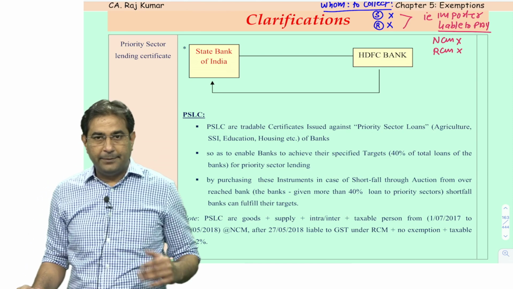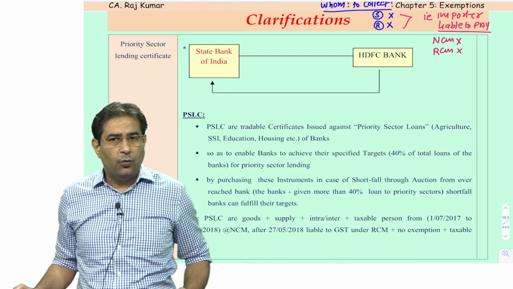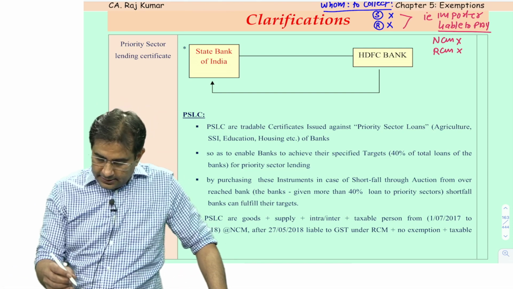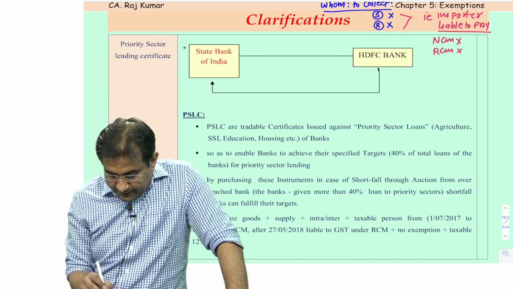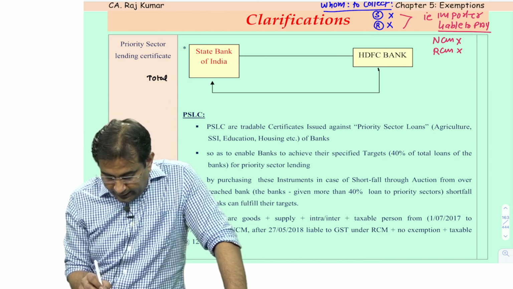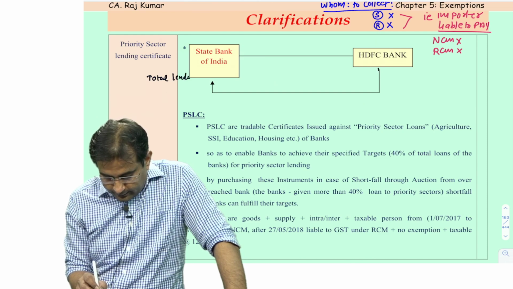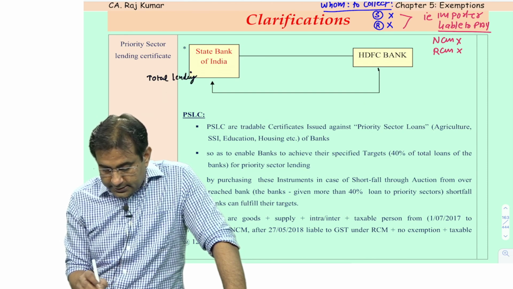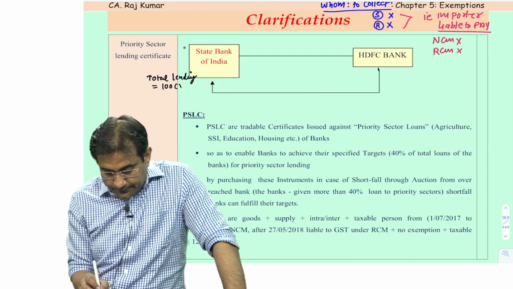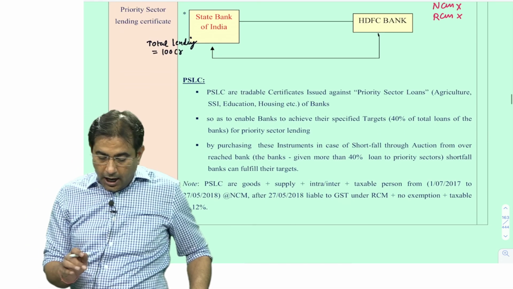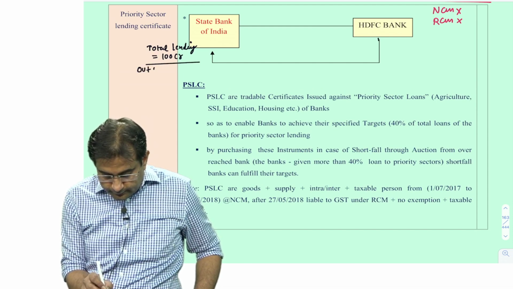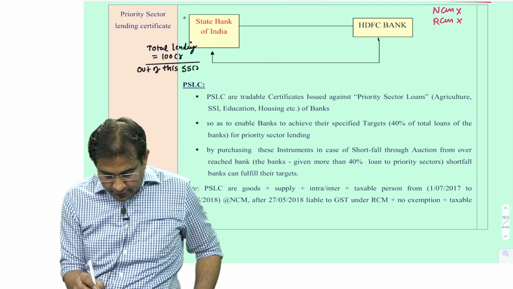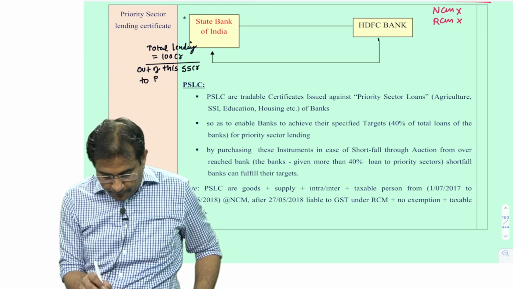So what will happen in this particular situation? And what is the GST treatment here? Suppose here is the State Bank of India and the total lending of State Bank of India is rupees 100 crore. Out of this 100 crore, 55 crore is to the priority sector.